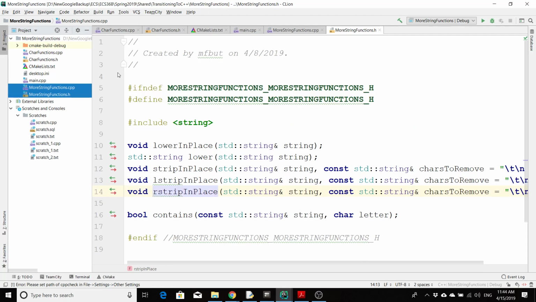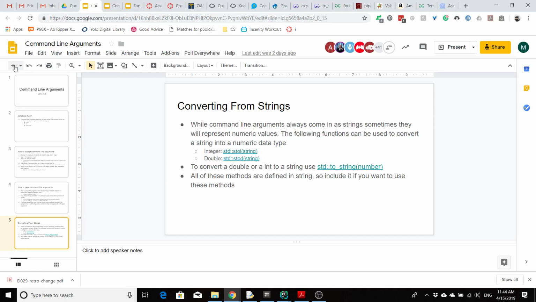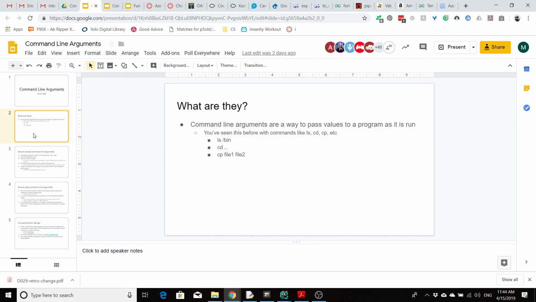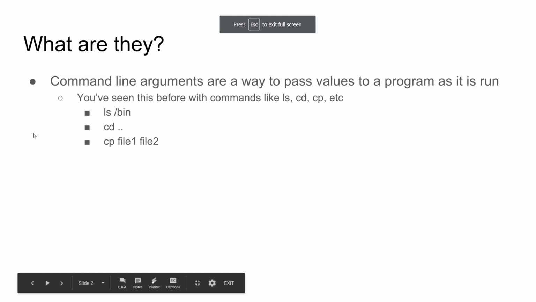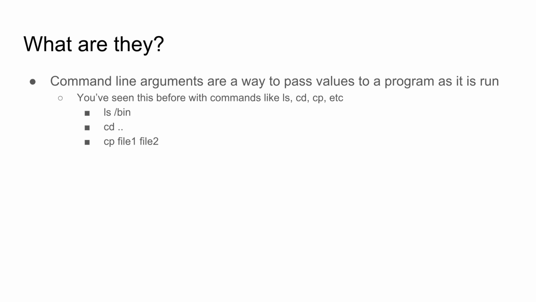They're the values that you specify when you run the program. For example, back here when you did something like ls /bin, /bin is a command line argument, right? Because you specified that value as you specified the program to run. Or file1 and file2 after you did copy, those would also be command line arguments.